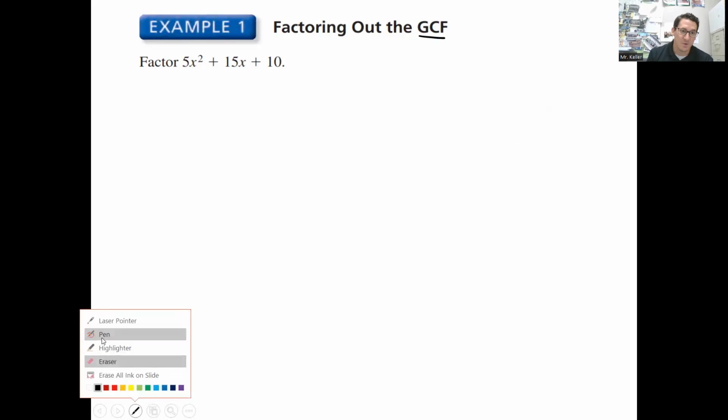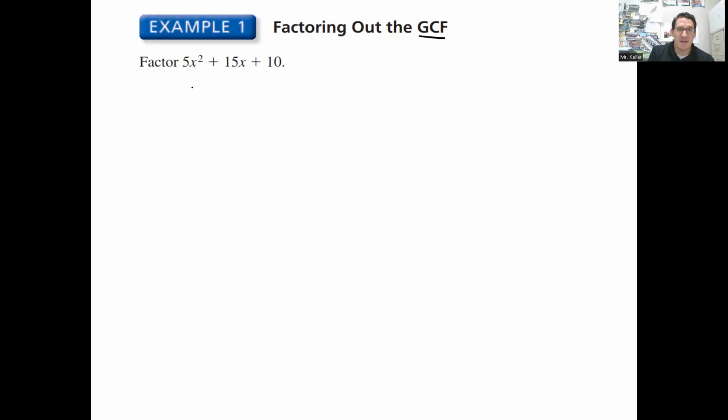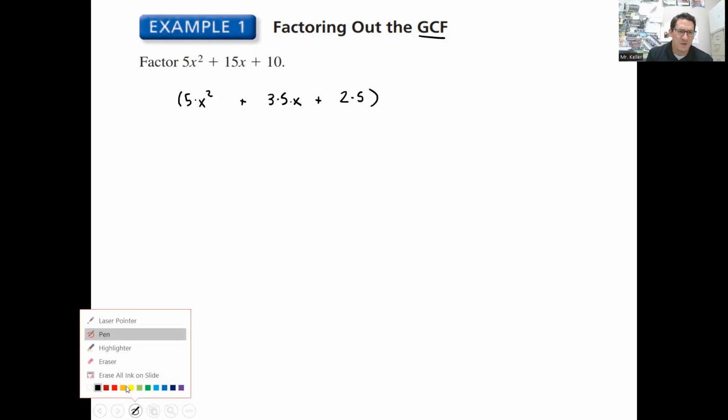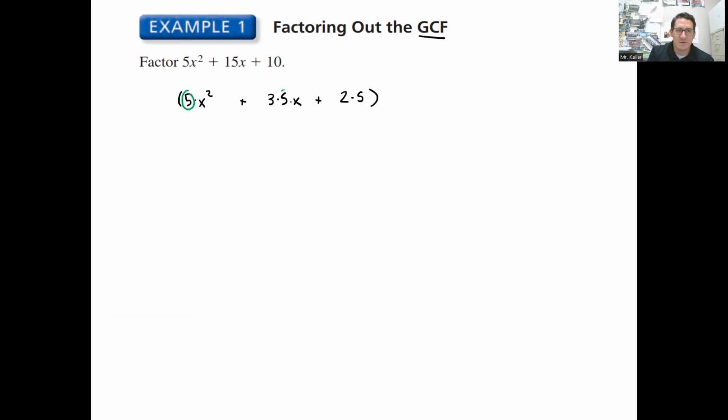So the first thing we're going to do is the GCF. I'm going to expand these things so we can see the GCF here. 5x squared is just 5 times x squared. Plus 15x is 3 times 5x. And then 10 is 2 times 5. At this point, hopefully we've done enough practice that you can do this part in your head, but if not, that's fine. You can see that each of these 3 terms has a 5 in common. That is the greatest common factor, so that's going to go on the outside.